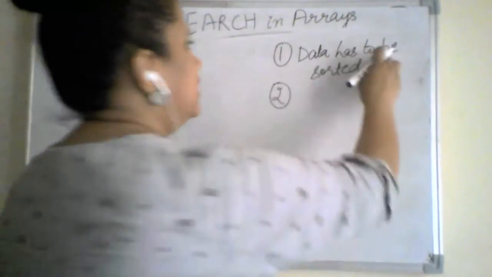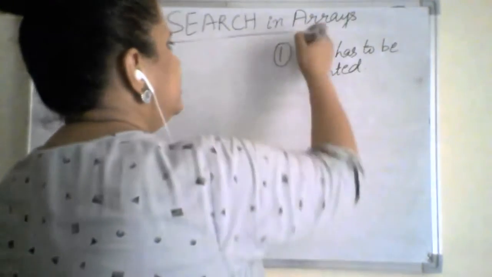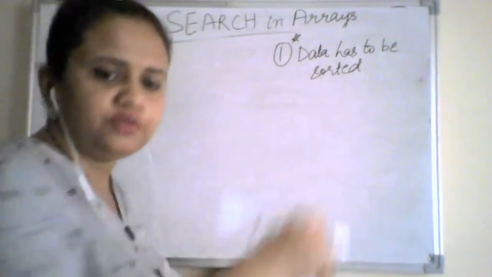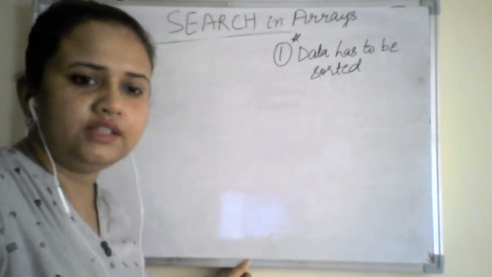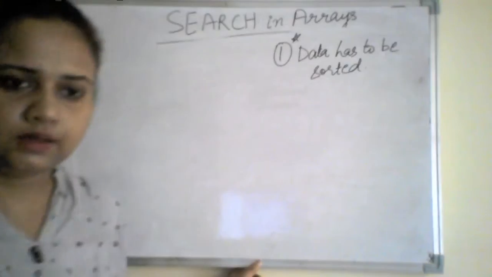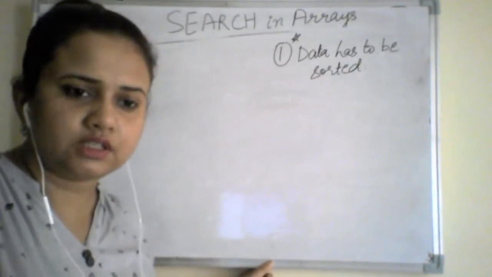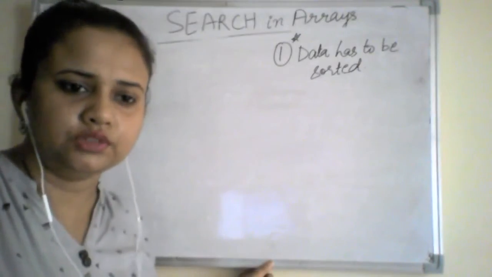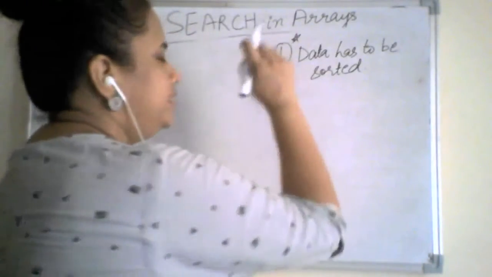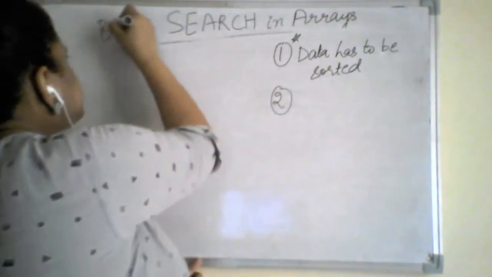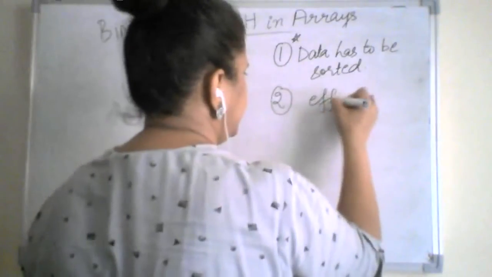Actually, there are two conditions. This is one important condition for binary search to take place, that the data should be sorted. If the data is not sorted, then the end result of your binary search will not be as per the expectations, as per the algorithm that we are using. And the second important thing about binary search is that it is efficient in nature.